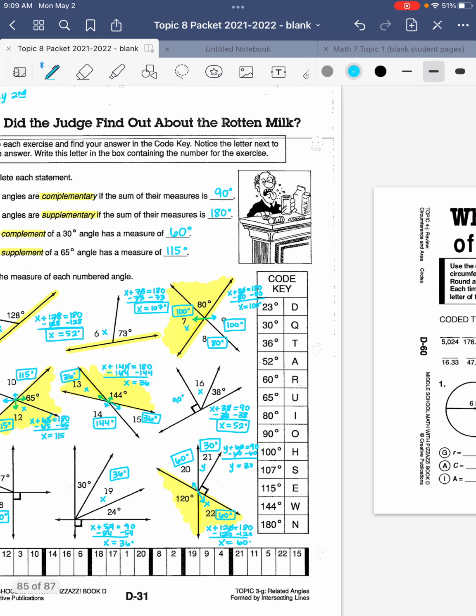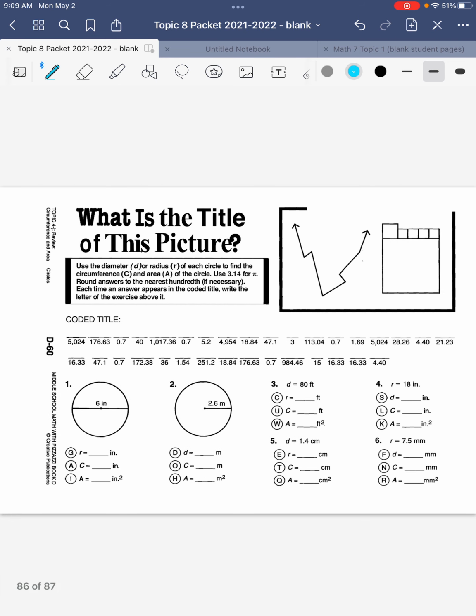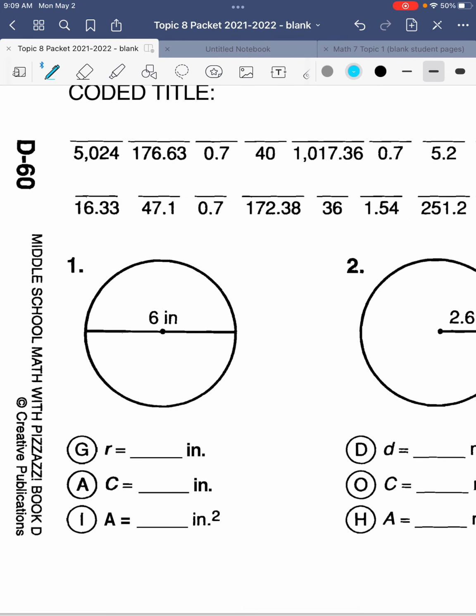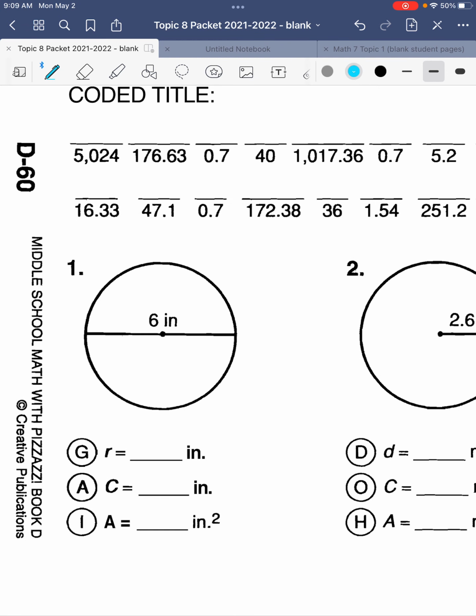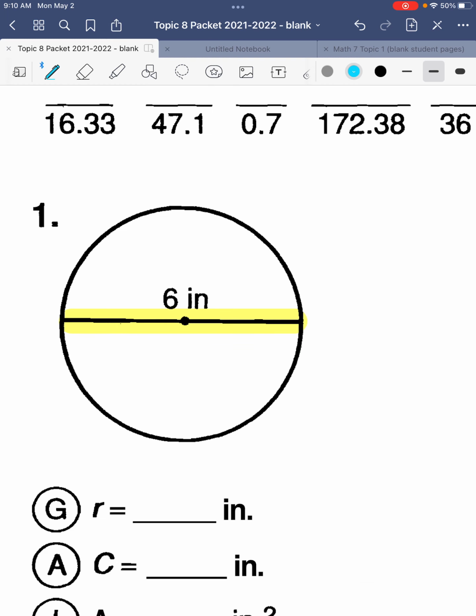Let's move on to our second worksheet on area and circumference of circles. So we're not going to worry about the riddle. We're just going to do the math, okay? So for number 1, we have a circle that has a line that goes all the way across it from edge to edge, and it goes through the center. Well, what do I call that? The line that goes from one edge to the other edge and through the center, I'm going to call the diameter. So I know that the diameter is 6 inches.